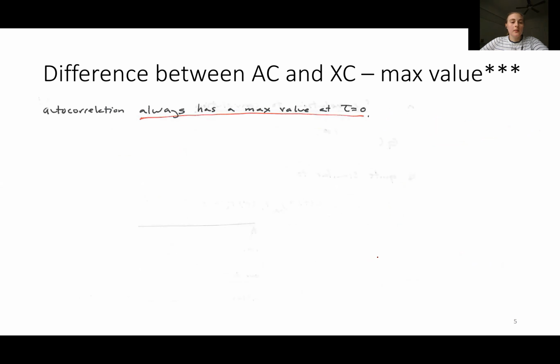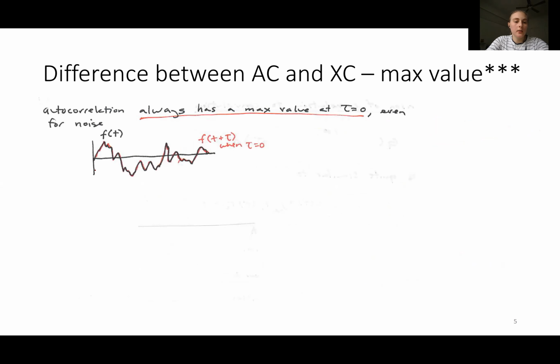With autocorrelation, even if you have a noisy signal, if you take the autocorrelation of this black line here, which is a noisy signal, it completely overlaps when tau is equal to 0. There's no shift, so you'll have a maximum value there. But that's not always the case with cross correlation. Realize the difference: autocorrelation is true, cross correlation, it's not.